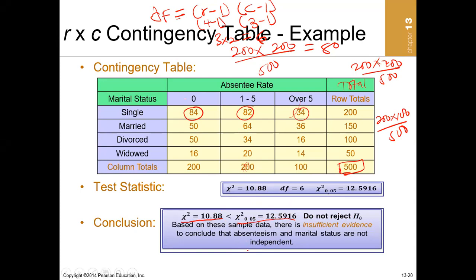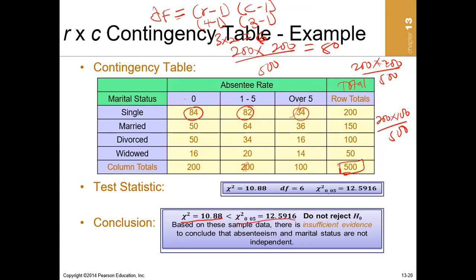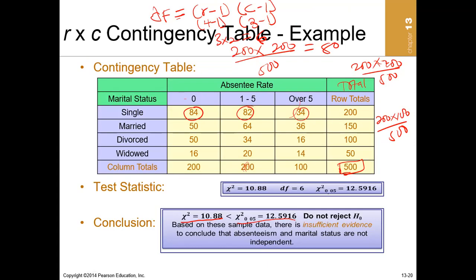Here, if you don't reject, it means that we will conclude with the null. If we don't reject, the null says that there is no significant association, right? The null says there is no significant association. That means that they are independent of each other.